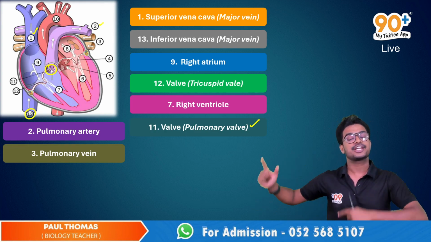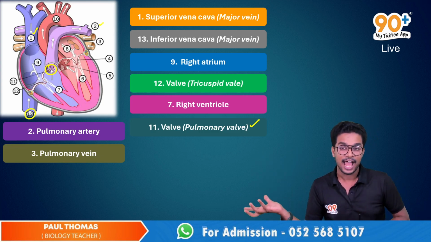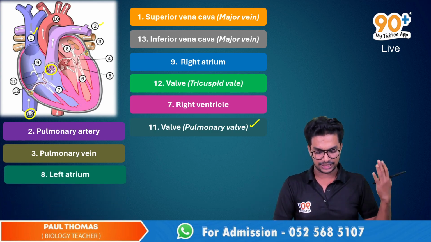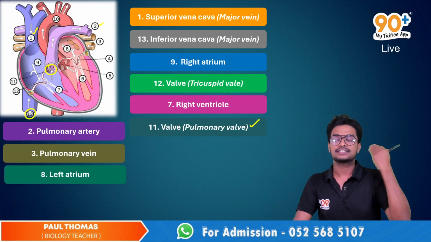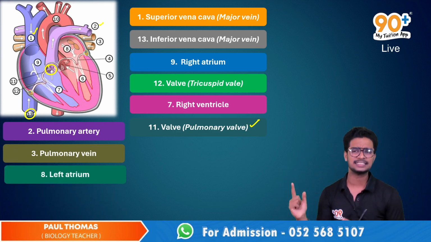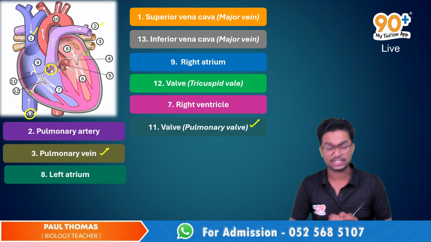This pulmonary artery always carries deoxygenated blood from the right ventricle into the lungs for oxygenation. After oxygenation in the lungs, the deoxygenated blood is converted into oxygenated blood, and this oxygenated blood will be carried by another vein, which is called the pulmonary vein.